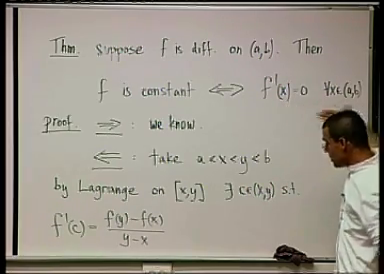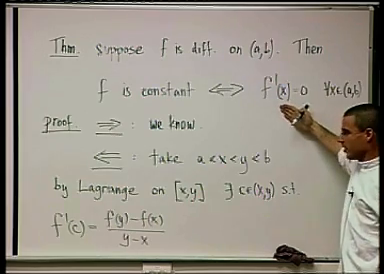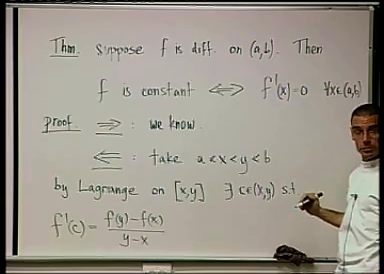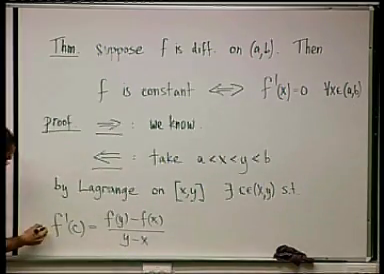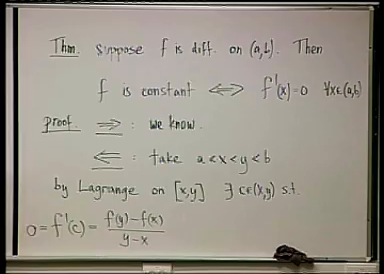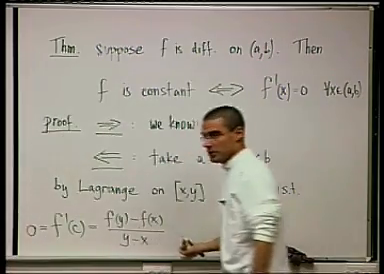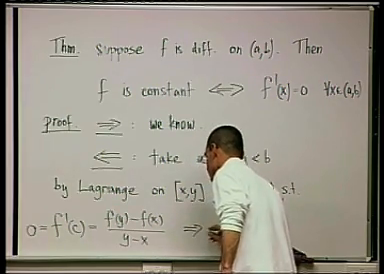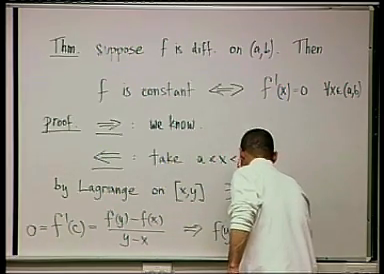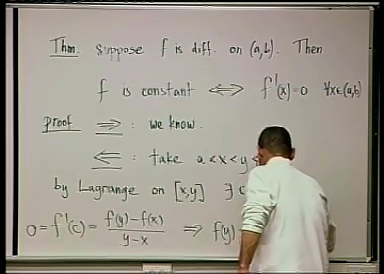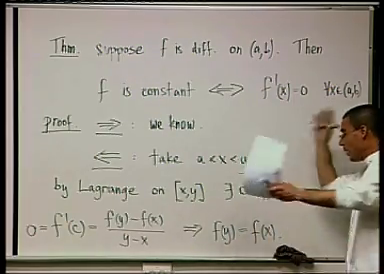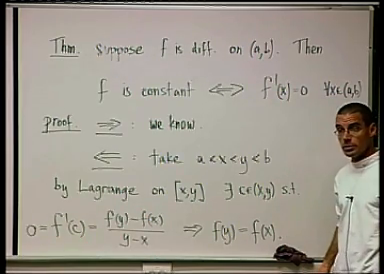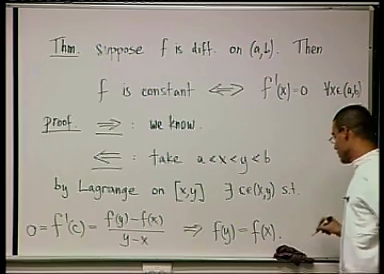By the assumptions, what is f prime at c? 0. Because f prime at any point is 0. So this equals 0. The denominator is not 0, y is not equal to x. So this implies that the numerator is 0: f of y equals f of x. This is true for any y and x you take. So all the points have the same value. That implies that f is constant.